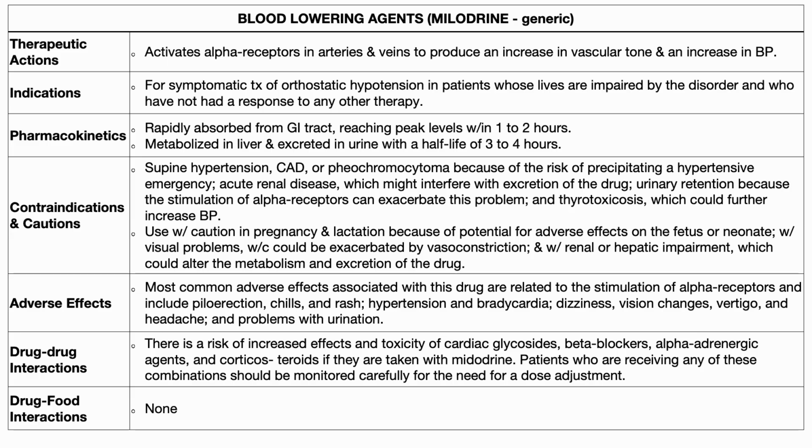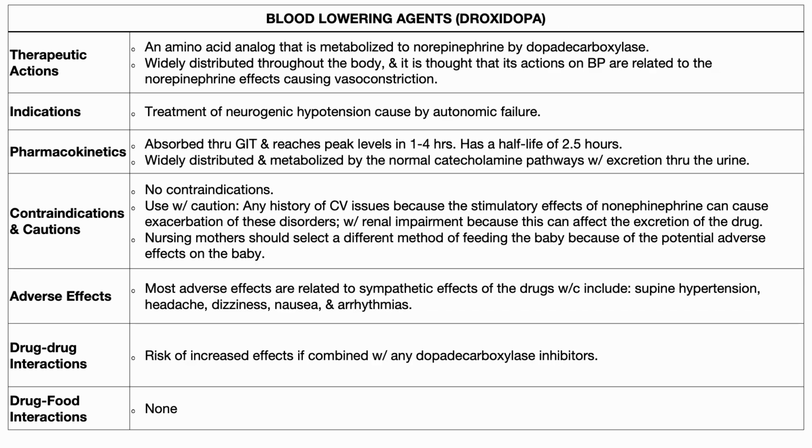And then we also have blood pressure-raising agents like midodrine, which is an alpha-specific adrenergic agent used to treat orthostatic hypotension. Okay, when we say orthostatic hypotension, that is a hypotension that occurs with position change that interferes with a person's ability to function and has not responded to any other therapy. Then we also have droxidopa.